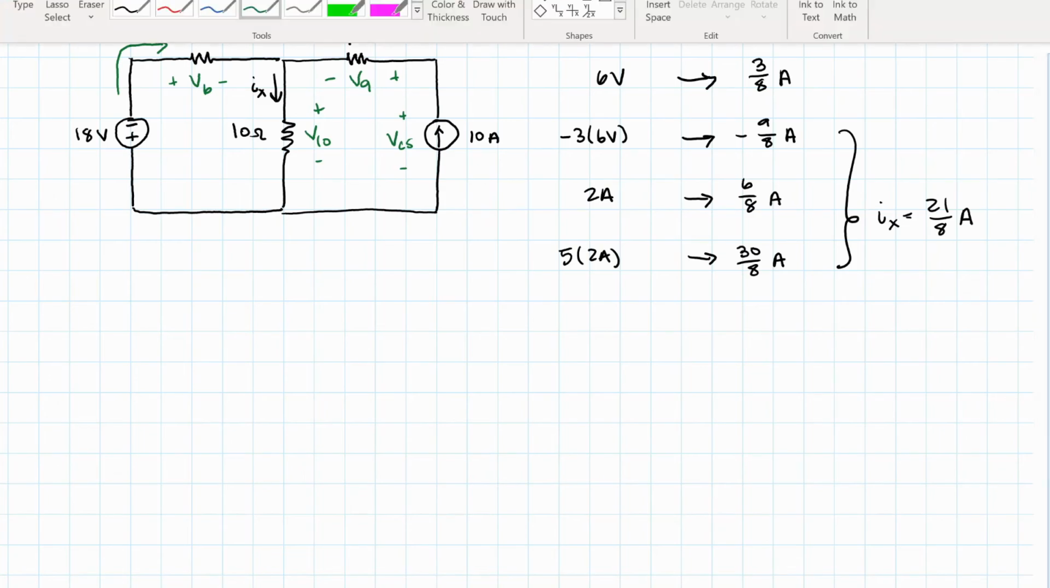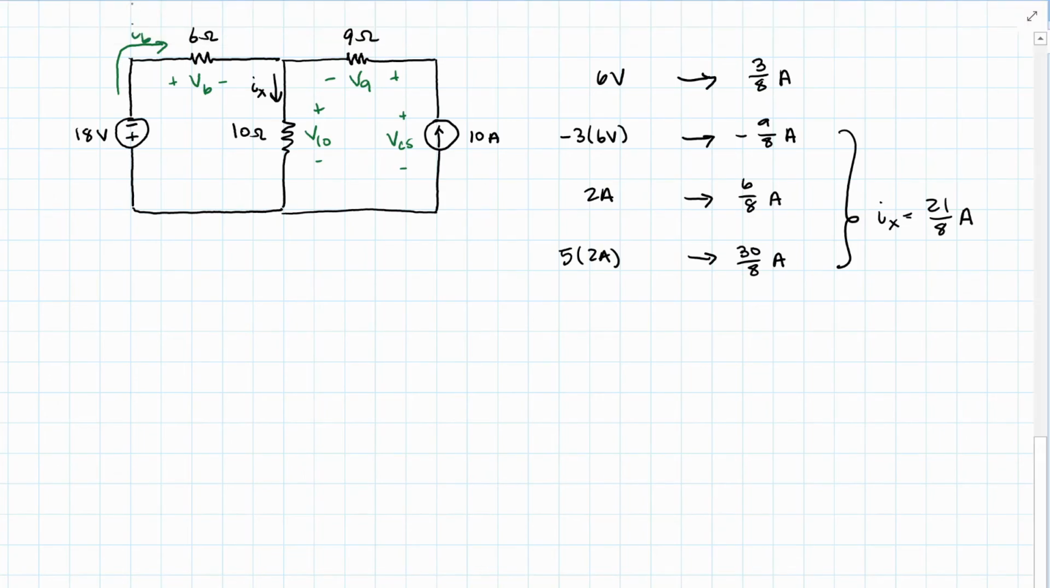Applying Kirchhoff's voltage law at the left-hand loop gives me 6 ohms times I6 plus 10 ohms times Ix is equal to negative 18 volts. Applying Kirchhoff's current law at the middle node gives me I6 minus Ix is equal to negative 10 amps.